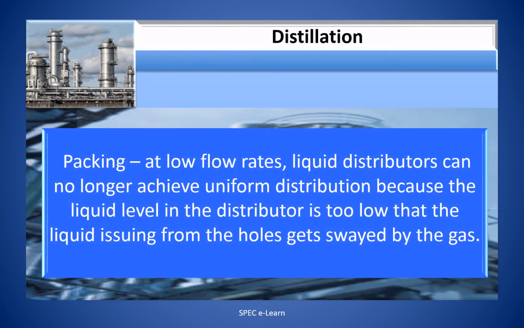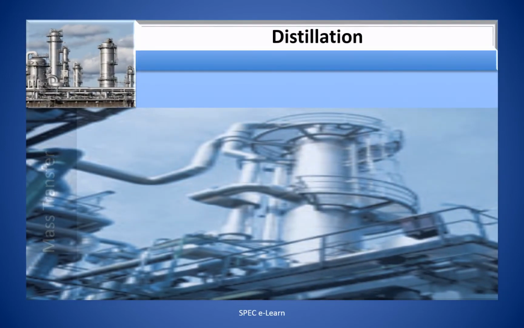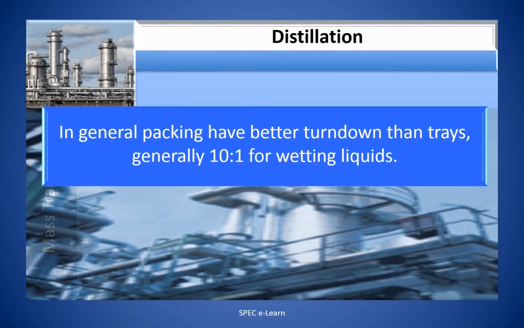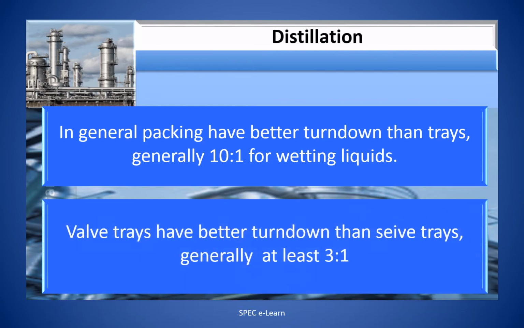In the case of packing at low flow rates, liquid distributors can no longer achieve uniform distribution because the liquid level in the distributor is too low that the liquid issuing from the holes get swayed by the gas. In general, packing have better turn down than trays, generally 10:1 for wetting liquids. Valve trays have better turn down than sieve trays, generally at least 3:1.